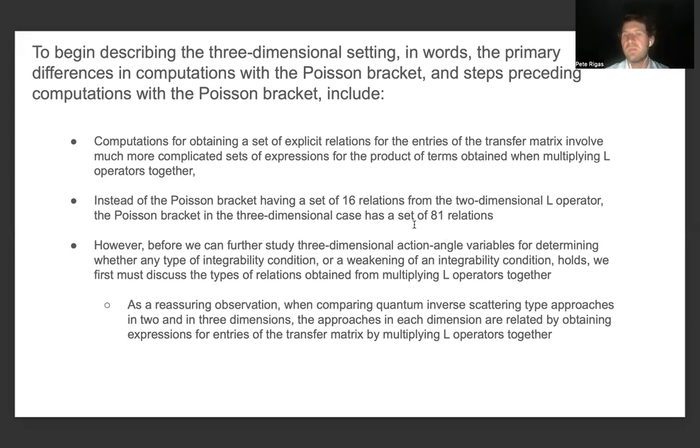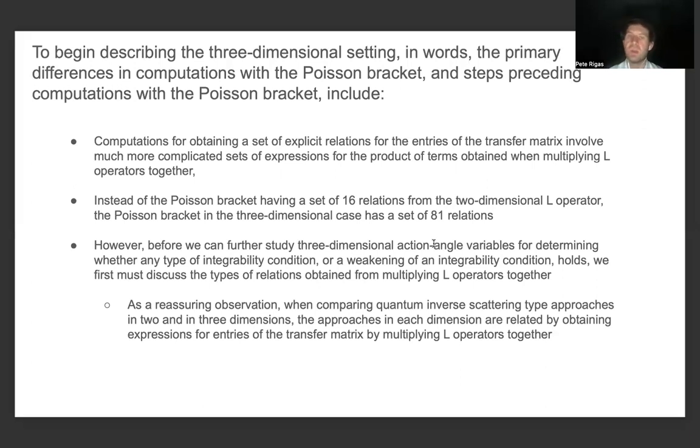And we can further study, as a starting point, just very briefly, we'll rehash some of those characteristics of the two-dimensional case that we had mentioned in the earlier presentation. But at the same time, we're going to be able to put ourselves in a position to describe some other characteristics of this three-dimensional system in much more detail, rather than sweeping some differences under the rug, which account for the fact that there are 81 relations from the Poisson bracket instead of 16 relations.